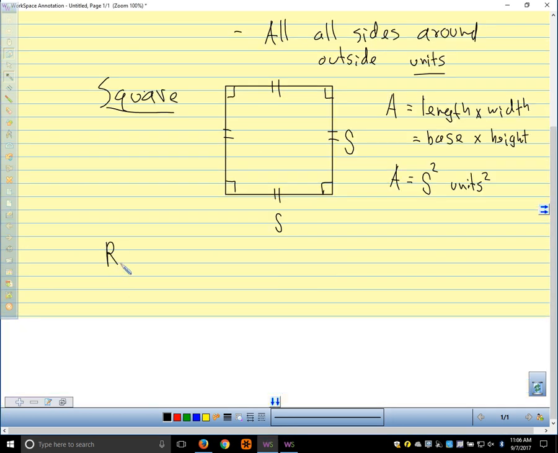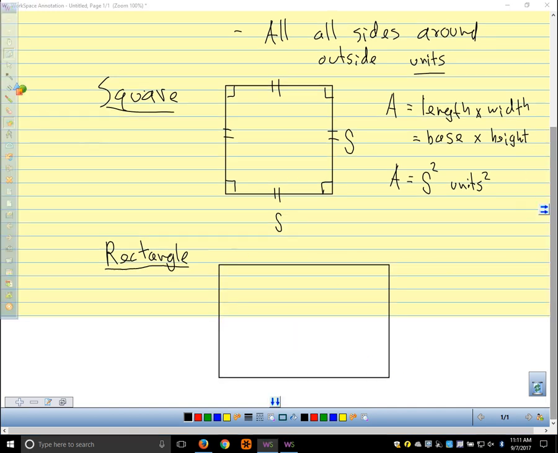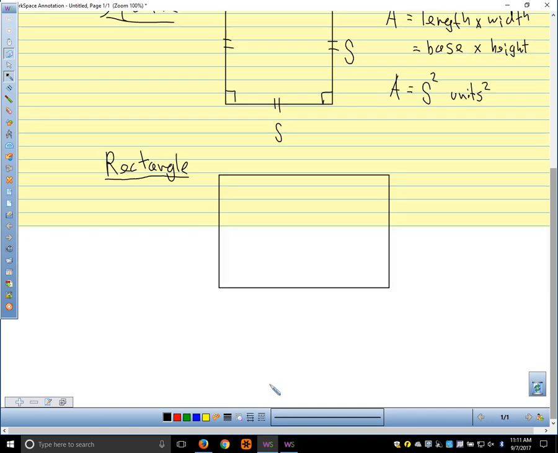How about a rectangle? We draw a picture of a rectangle. There it is. And we know for a rectangle that the opposite sides are the same, and all of these are 90-degree angles.